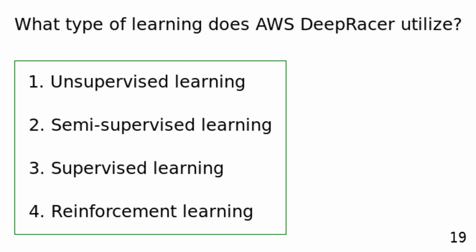What type of learning does AWS DeepRacer utilize? Unsupervised learning, semi-supervised learning, supervised learning, reinforcement learning.